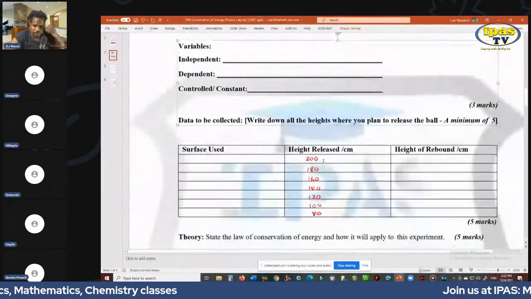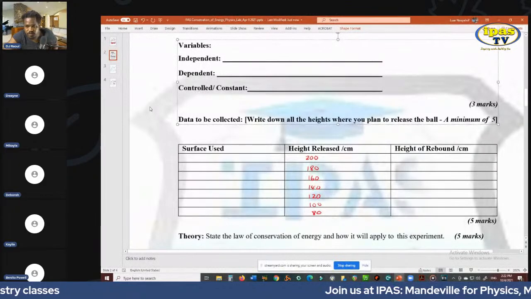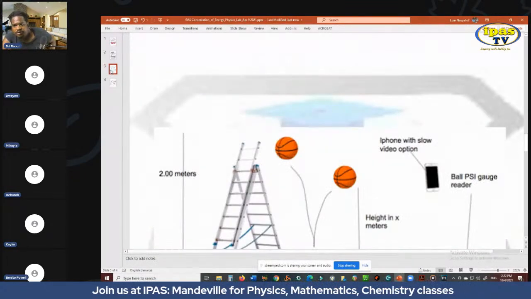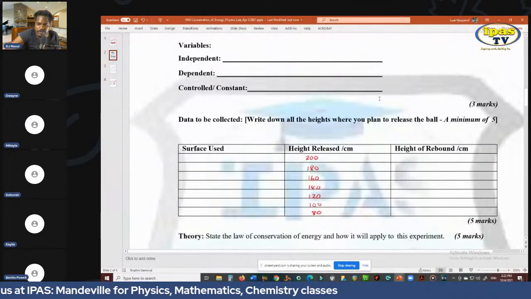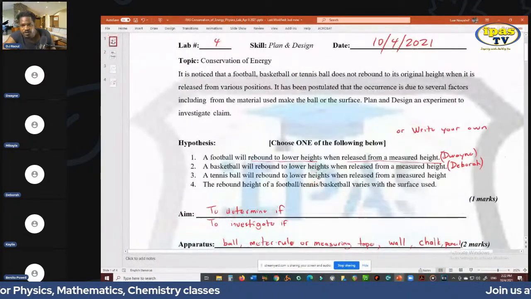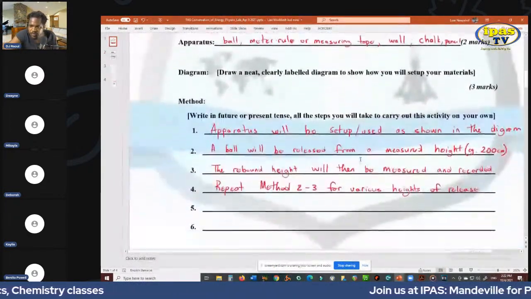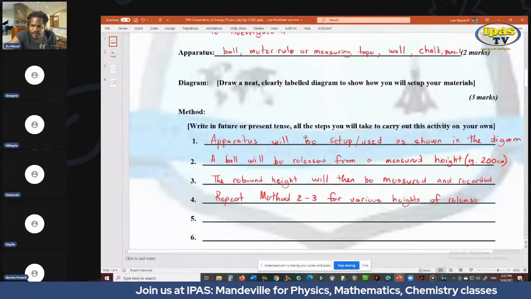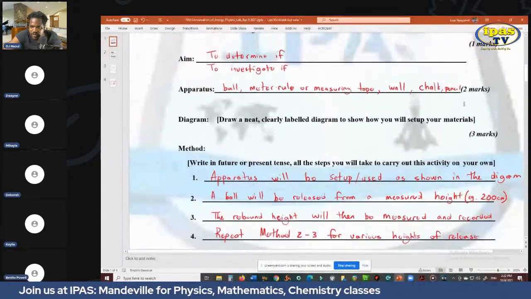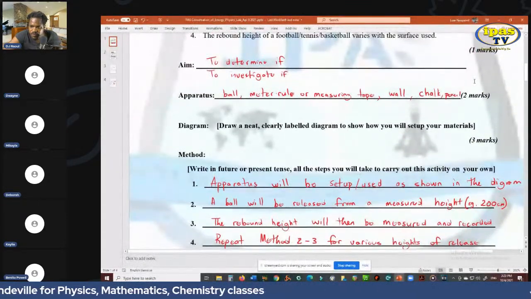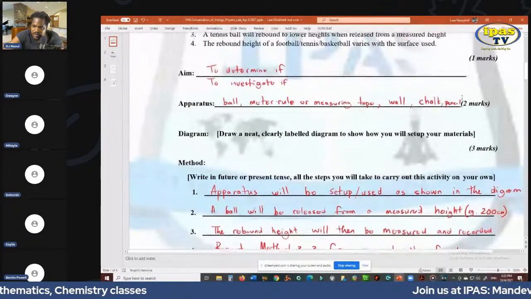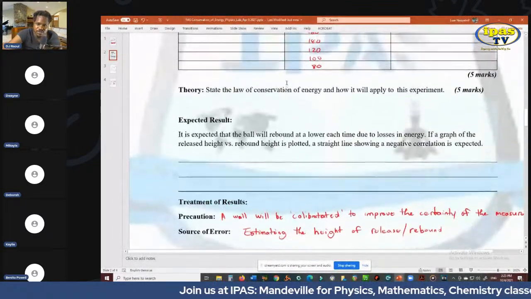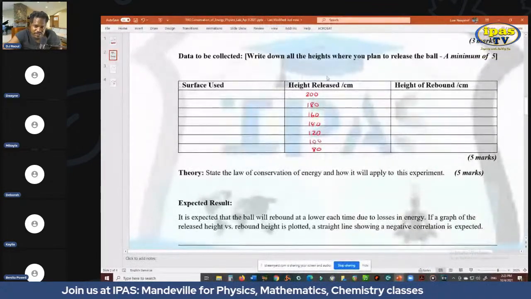We cover the method here. How many marks is the method worth? I think it's 3. So if you do up to the method, you're getting 3 marks there, plus the diagram, which is another 3. So that's 6. Apparatus and aim will give you 2 more, so that's 8, and then the hypothesis is 1 more. That's 9, so you get almost half of the marks for just doing that. And then of course the data to be collected.